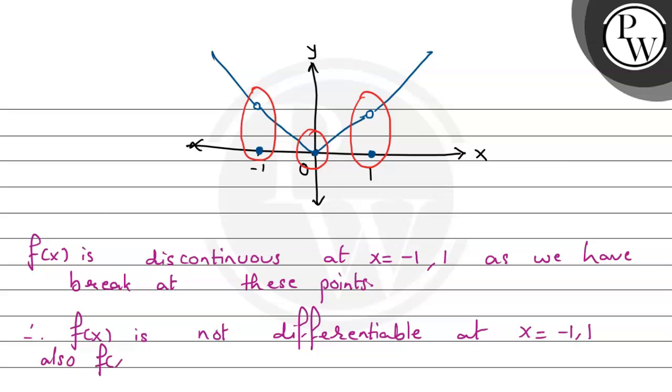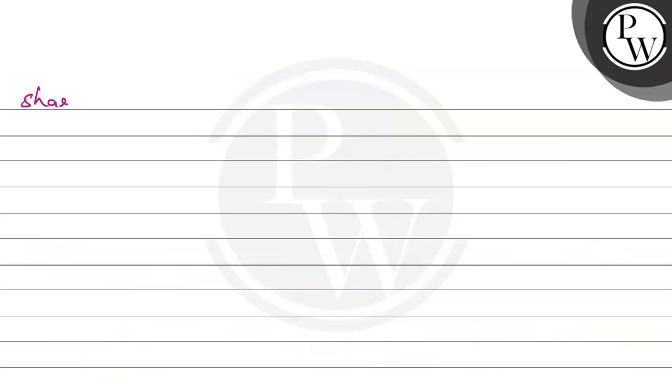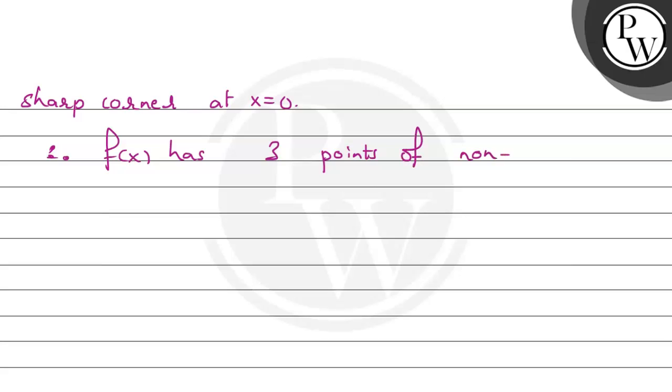Also f(x) is not differentiable at x equals 0. Reason being, at 0 we have a sharp corner. Therefore f(x) has 3 points of non-differentiability.